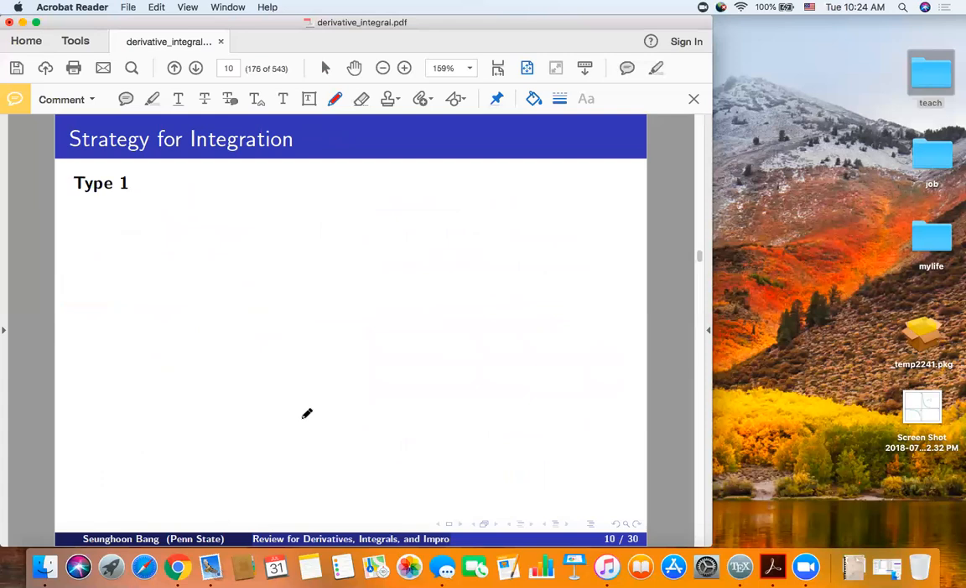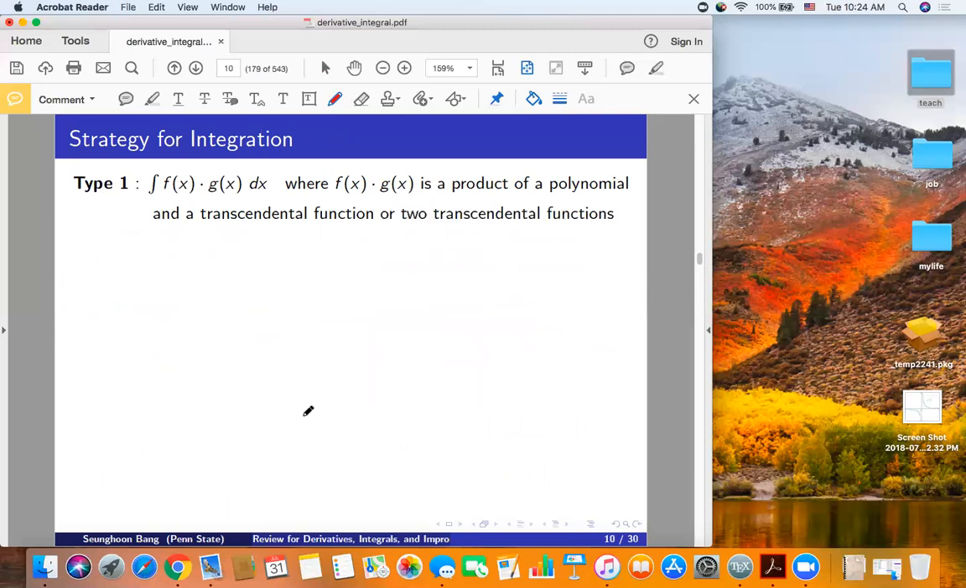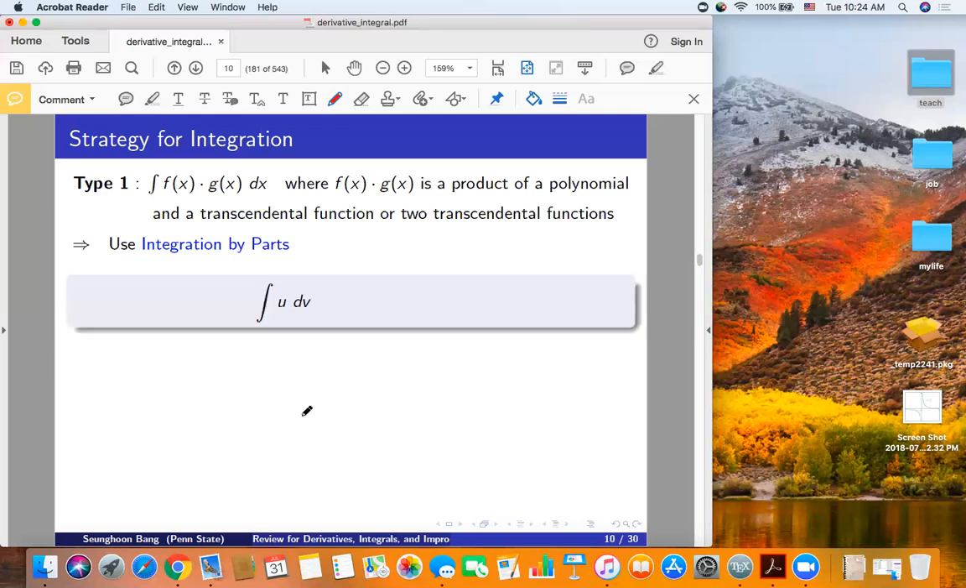The strategy for integration, type 1: integral f of x times g of x dx, where f of x times g of x is a product of a polynomial and a transcendental function, or two transcendental functions, use integration by parts. So integral u dv is u times v minus integral v du.